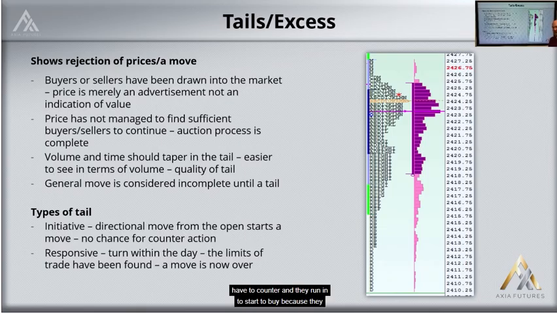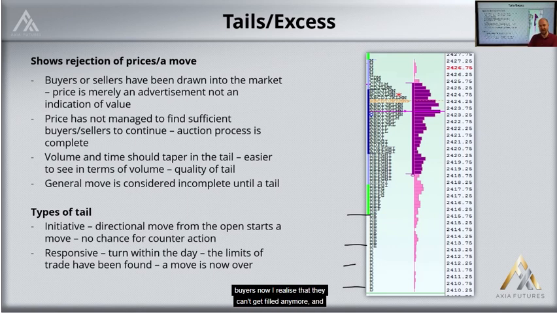Buyers now have to counter, and they run in to start to buy, because they realise that if they've got bids below here, they're not getting filled. If you wanted to buy, and think of this as somebody who's going to scale in across multiple prices, they find it easy to buy from here, here, here, here, nice and easy. They put their order in, they get filled. Slowly, they put their order in, they don't get filled, or they get part filled. This is now telling you the move is coming to an end.